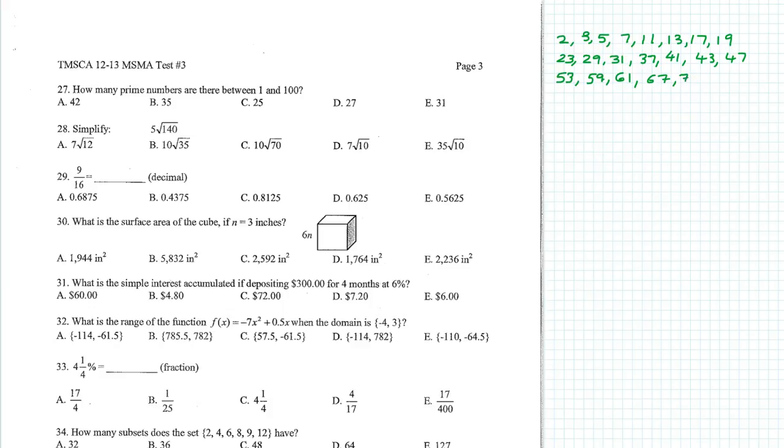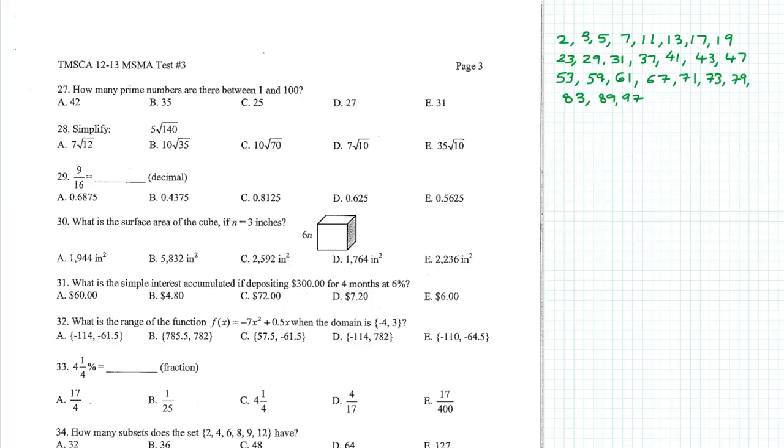59, 61, 67, and then we have 71, and then 73 and 79, and thereafter in the 80s we have 83 and then 89, and then in the 90s we have 97. So let's count these.